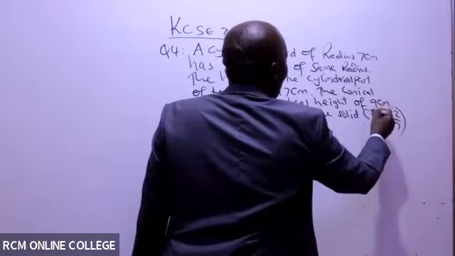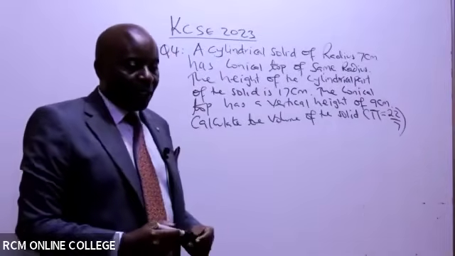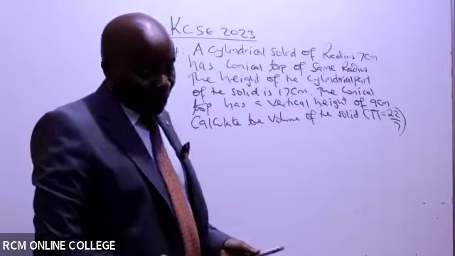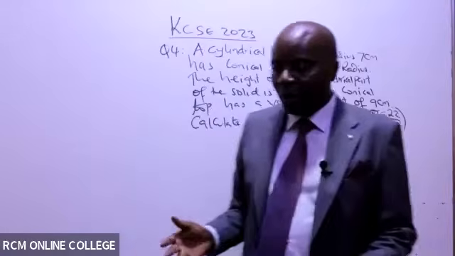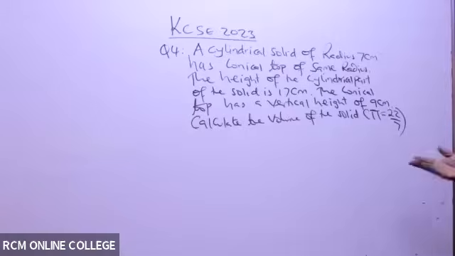Pi is 22/7. So I'll be able to give you exactly 3 minutes, because this question has 3 marks. So I'll be able to give you a few minutes here. You try tackling this question. It's a very easy question, very popular.